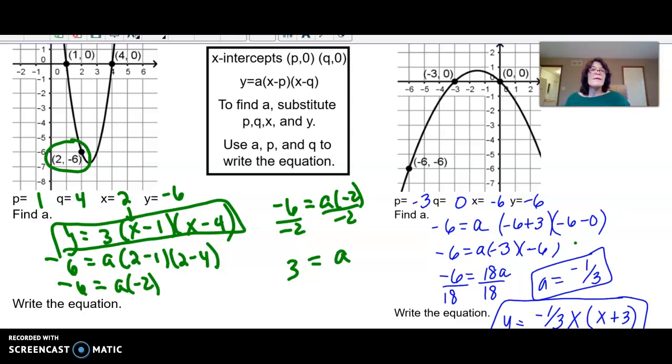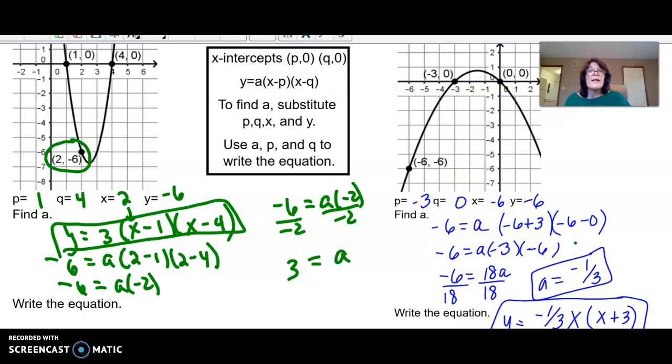Okay, guys, part three. This is where we ended. I felt like I rushed it a little bit, so let's go back to writing these equations. We were given this parabola. We were given its intercepts, which gave us our p and q, right?